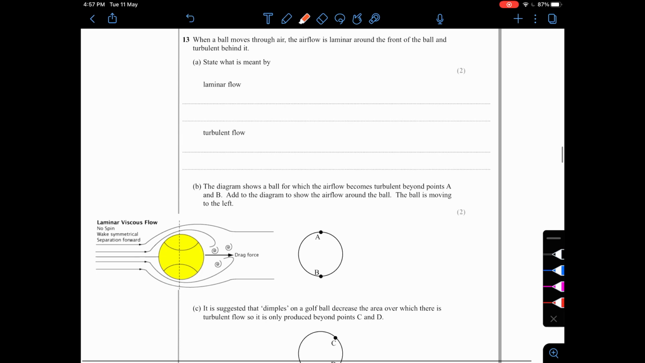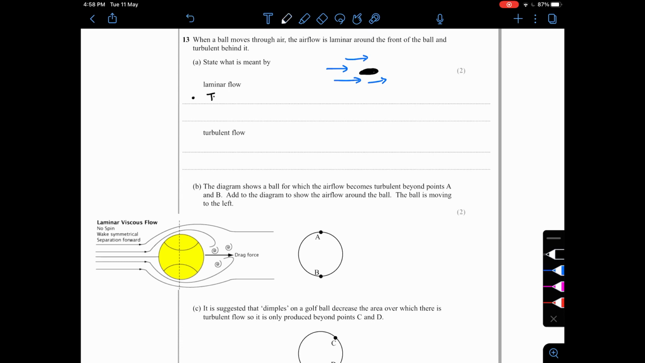Question number 13. When a ball moves through the air, the airflow is laminar around the front of the ball and turbulent behind it. State what is meant by laminar flow. The definition that Edexcel wants is pretty simple actually. If I have a disk here and laminar flow around it, it's going to be very streamlined, and it will have no change in direction. And that's what Edexcel wants you to say.